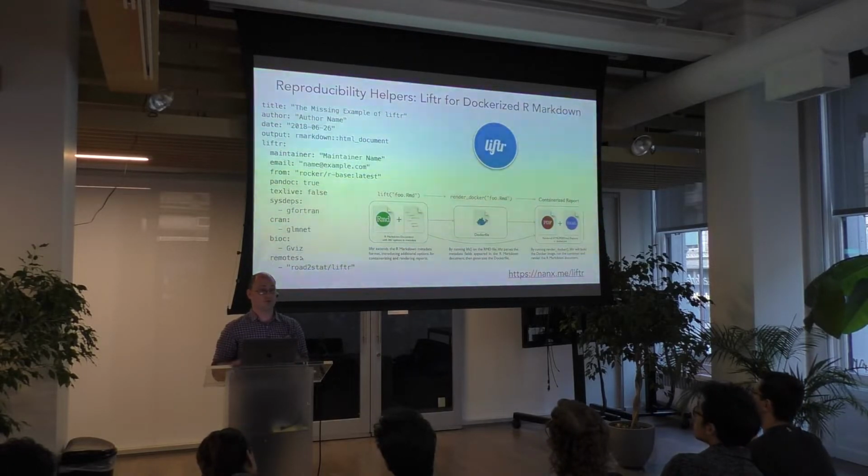So that too will create a Docker file, and Lifter has a command, render Docker, which will fire up the Docker file, run the render command, get your output, and shut it all down. So rather than just knitting or rendering your R Markdown in your current environment, it's happening in the environment defined in the header of the file. So it tries to get all of that Docker workflow into just that button that says knit at the top.